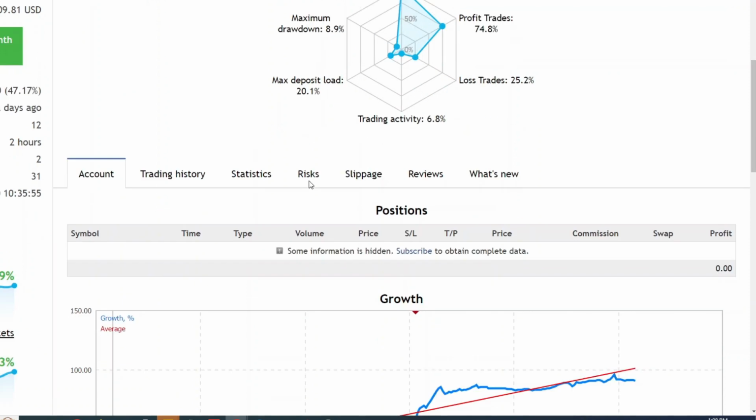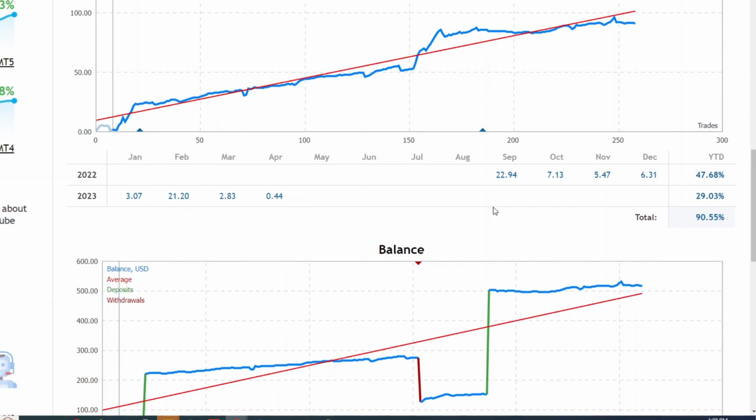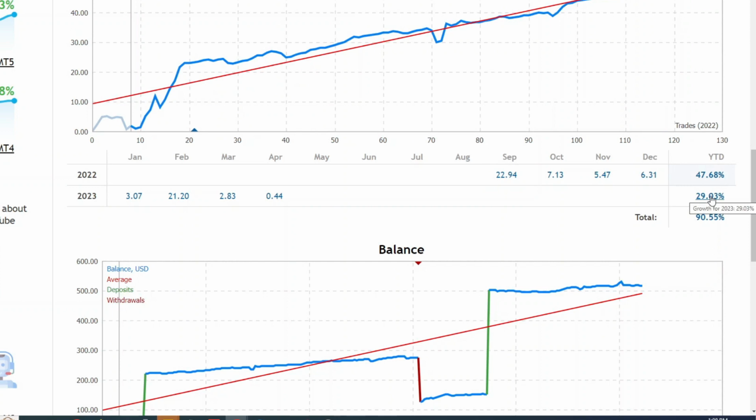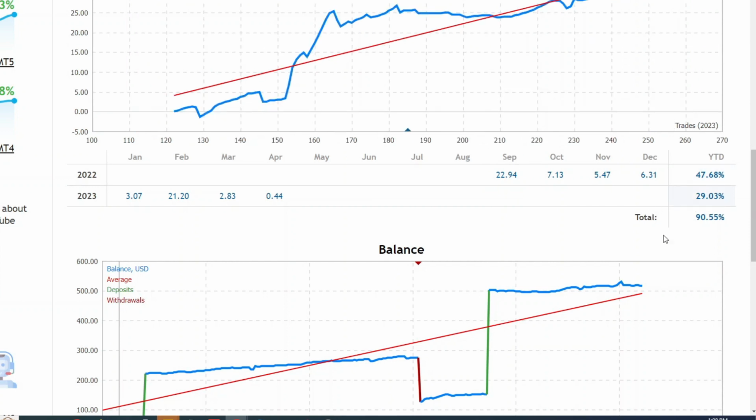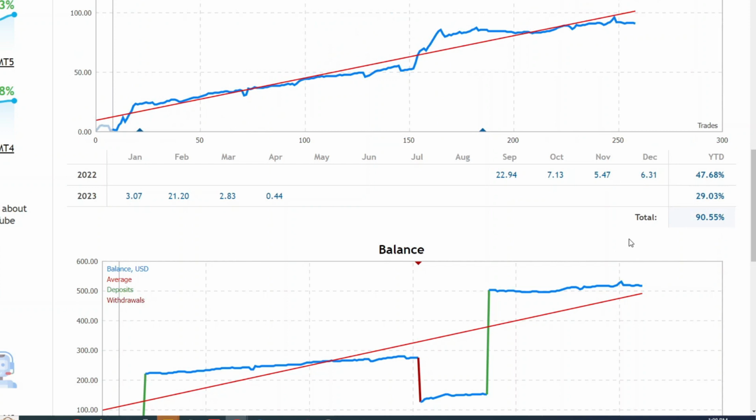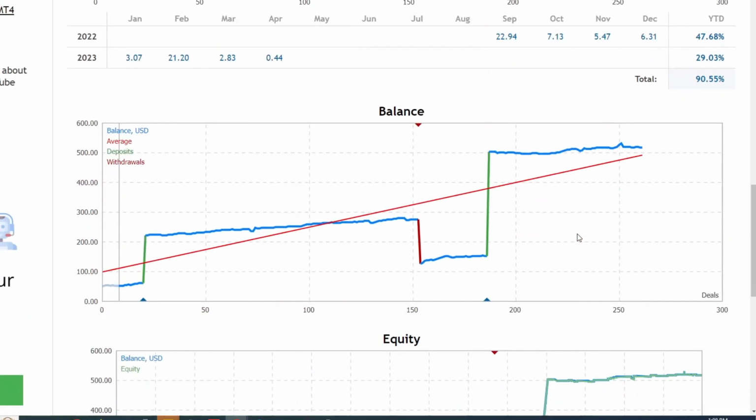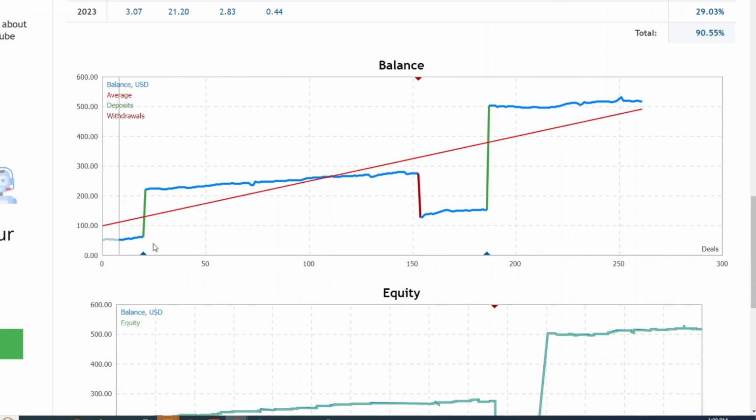Trading history. Trading starts from September 2022. Profit in 2022 is 47.68%. And trading in 2023, which is running until this April, at 29.03%. So the total profit that has been obtained is 90.55%. Balance information. We can see here, the blue line is history deposits, and the red line is withdrawals. We can conclude here to use this expert advisor preferably with a capital of $500.